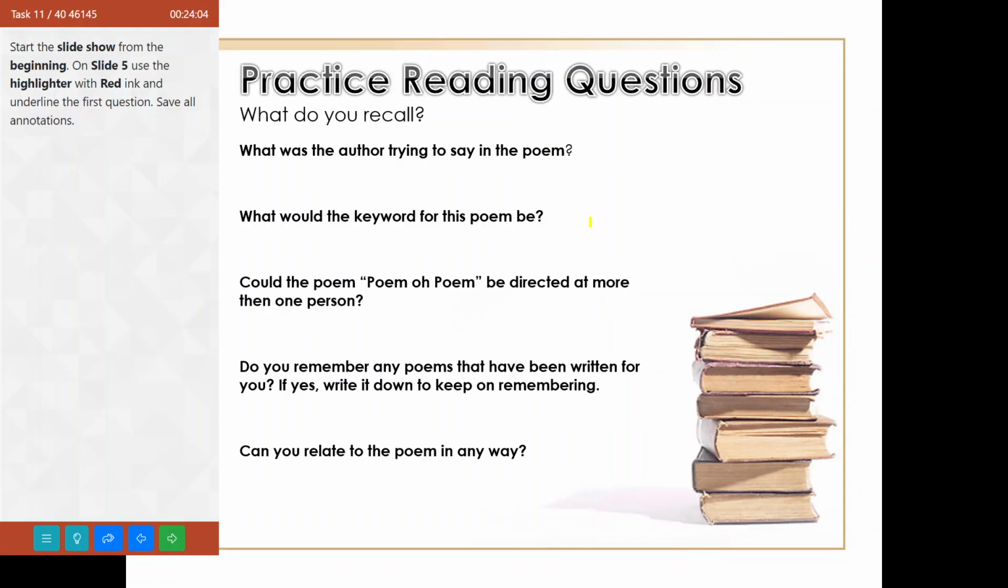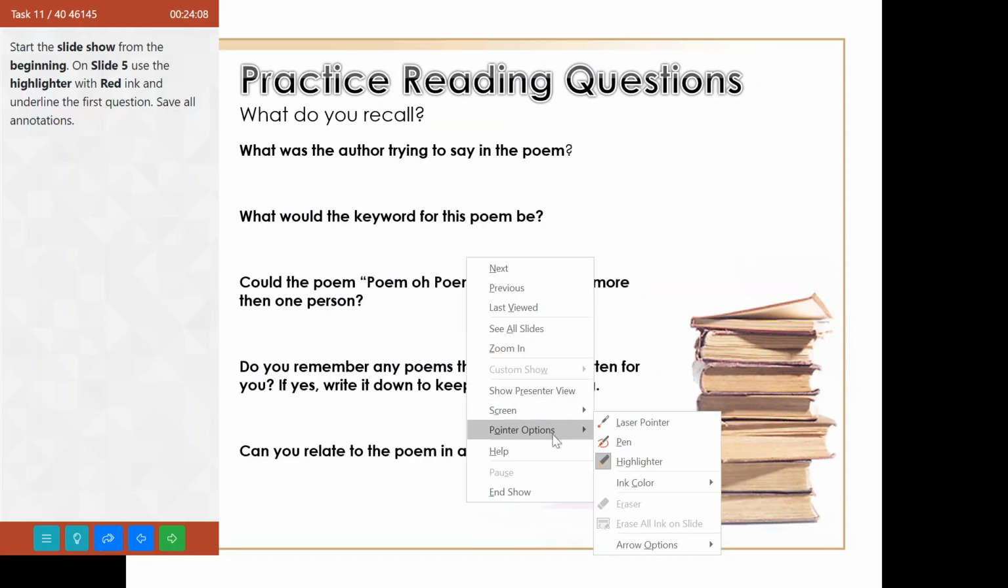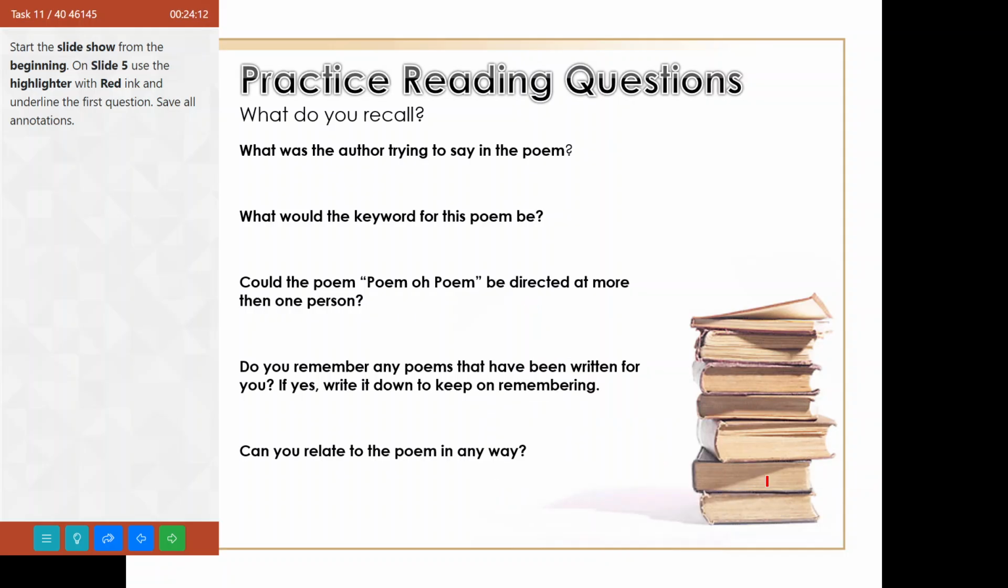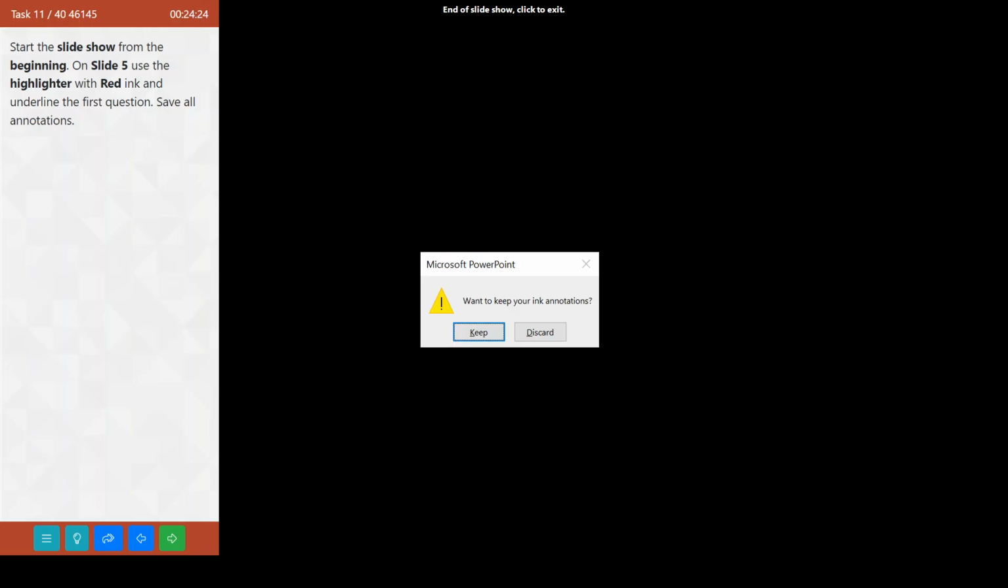Now you can see that it's set to yellow, so I'm going to right-click again, go down to Pointer Options, and then from my Ink Color, I'm going to choose red. Now I'm going to use this highlighter and underline this first question. Once underlined, I'm going to advance through the presentation. Click again, and it's going to say, do you want to keep your ink annotations? And you're going to click on Keep.